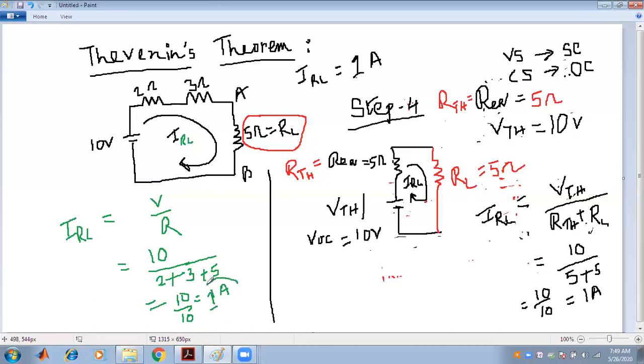This is 1 ampere, and with the help of Thevenin's theorem what we have got is also 1 ampere. So both the answers are right. This is the way you can approach a Thevenin's problem with the help of Thevenin's theorem.